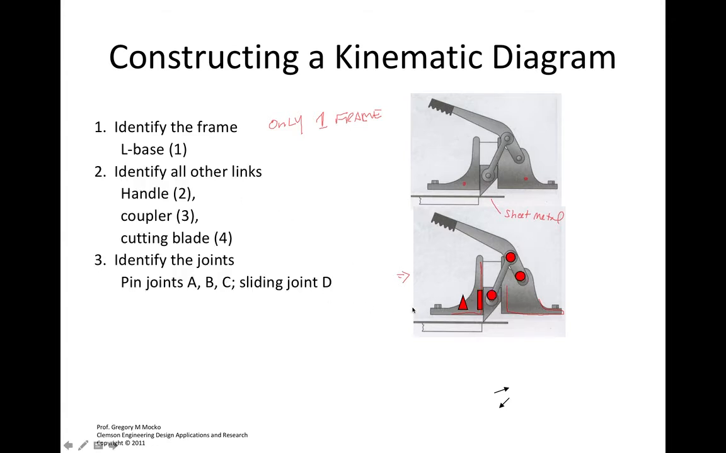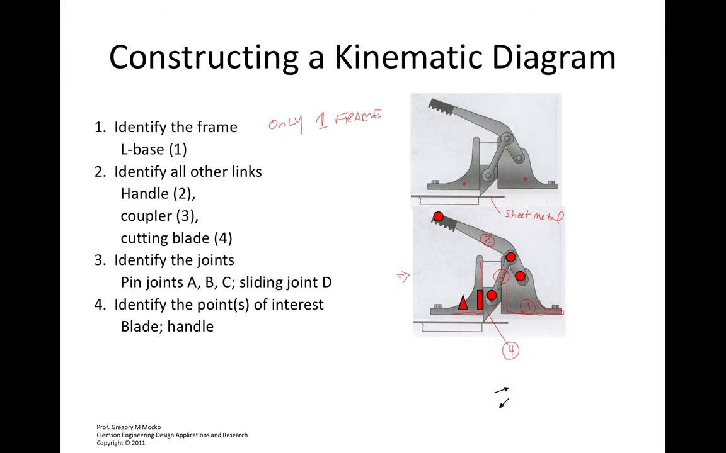Second, we can identify all the other pieces and identify the joints here. So we've got the handle. We'll label this frame 1, the handle 2, the coupler 3, and this blade here is going to be 4. And then we can identify the joints. We've got a joint here, joint here, joint here, and then this square rectangle is a sliding joint. And then we've got a point of interest here, and what we might be asking is, in order to get a certain amount of displacement of the tip of this blade, how far does an individual have to move?